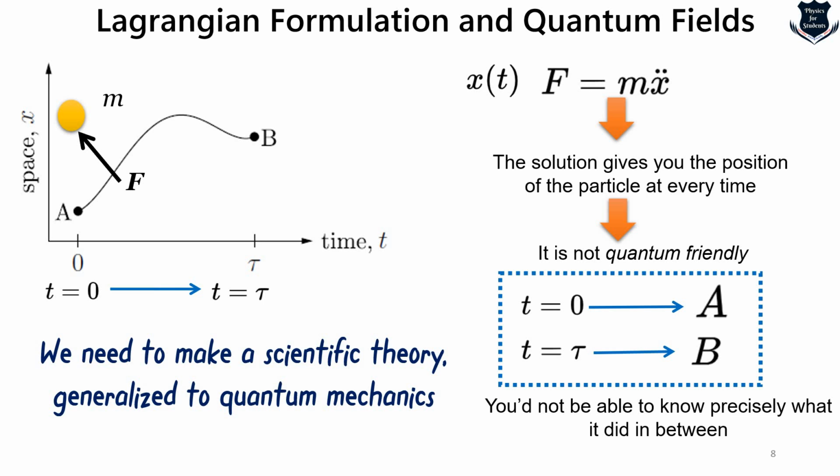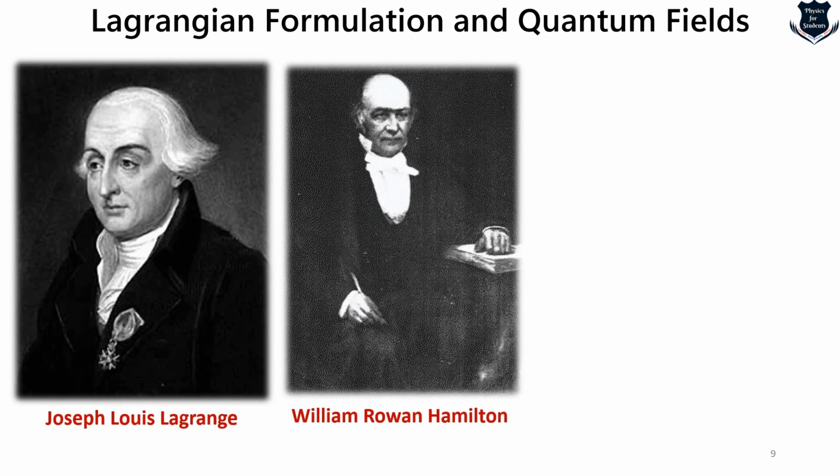Now the development of a scientific theory generalizing into quantum mechanics was especially done by two mathematicians and physicists from different parts of the world, Joseph Louis Lagrange from France and William Rowan Hamilton from Ireland. What exactly Lagrange and Hamilton did during that time, they actually had no idea that what they were doing would make the dynamics more quantum friendly.